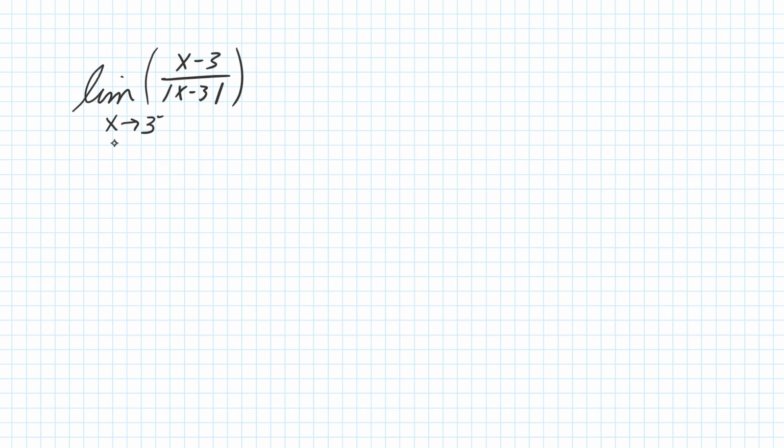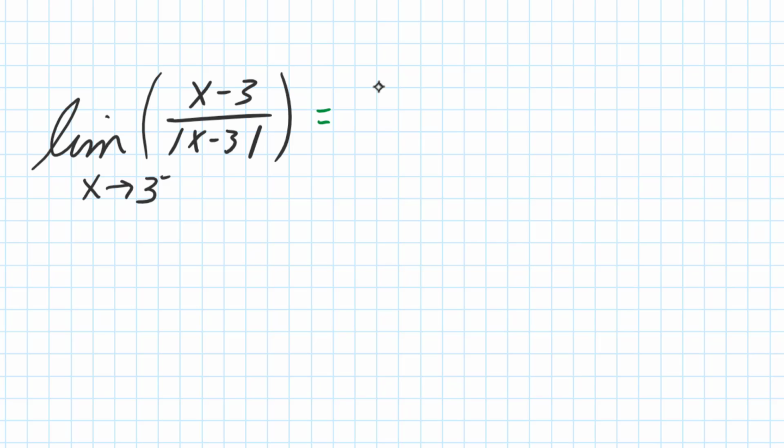Here we're asked to find the limit as x approaches 3 from the left of this rational expression. Let's first note that if we did direct substitution, we'd have 3 minus 3. Now remember, this little negative up high means we're coming into 3 from the left. That doesn't mean negative 3, so we're actually substituting in 3 for x.